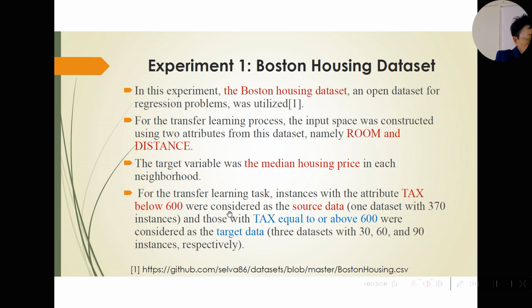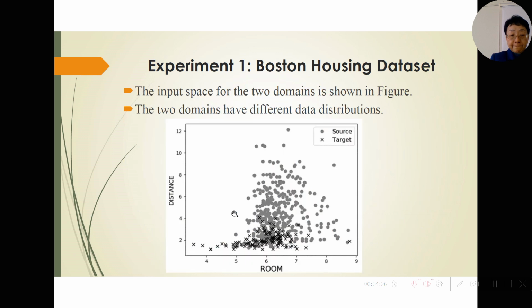For the transfer learning task, instances with attribute text below 600 were considered as source data, and others with text equal to or above 600 were considered as target data. 3 datasets with 30, 60, and 90 instances were prepared. The input for the 2 domains is shown in the figure. The 2 domains have different data distribution.